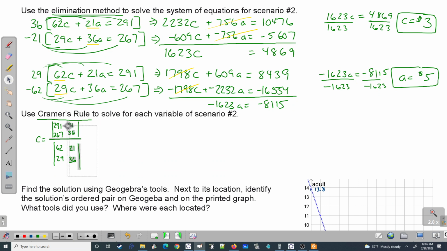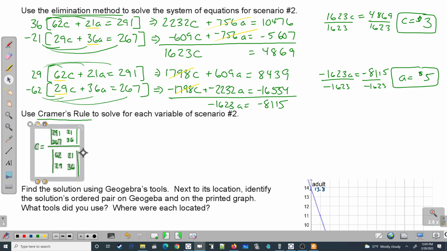Let me do this one more time, get it up here, and just move this down. Then I would expect you to come up with the denominator. Since we're learning how to do this, I'll do it in full steps. 62 times 36, because you take this diagonal, and then you subtract the second diagonal, 29 times 21.